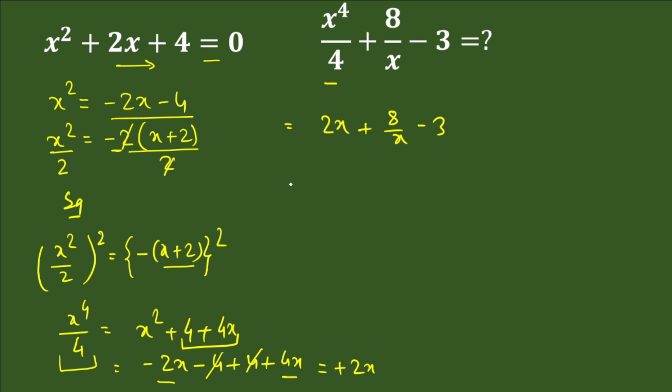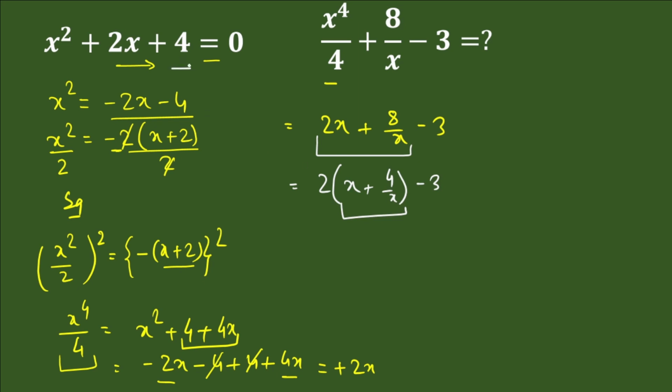Now for making the conclusion, we can take 2 common from these two terms. So the remaining here will be x plus, here 8 by 2 is 4 over x, and we have negative 3. Now we'll find the value of x plus 4 over x.